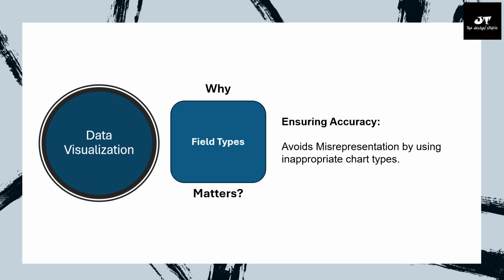For example, applying a line chart to categorical data might incorrectly suggest a trend when no such relationship exists, while using a pie chart for too many categories can make comparisons difficult. Ensuring accuracy means not only selecting the right visualization but also maintaining consistency in data representation, helping audiences trust and understand the information presented.